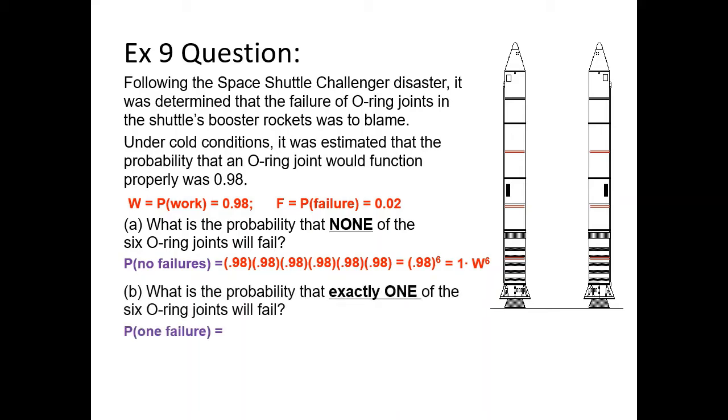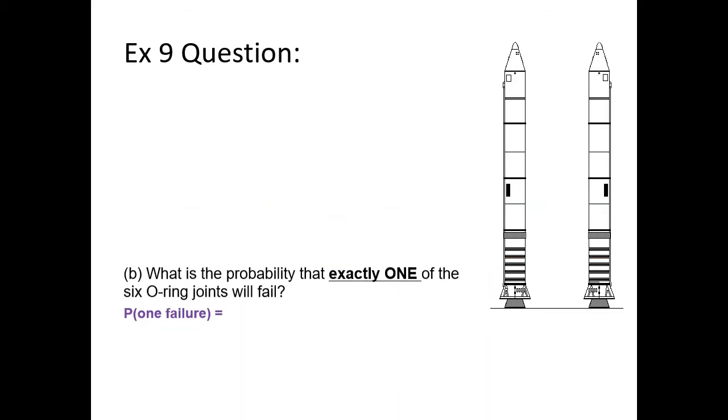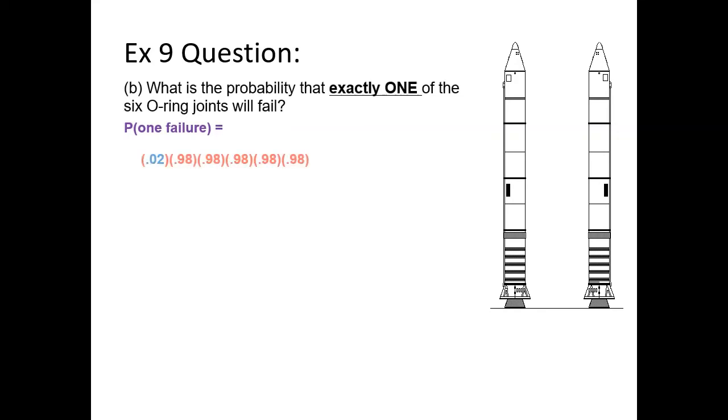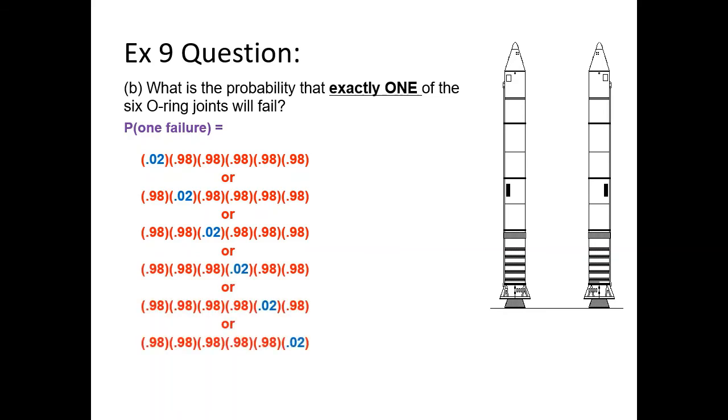All right, question B is asking, what's the probability that exactly one of the O-rings will fail? Well, this is a little bit more complicated. We could certainly calculate it looking at this, right? So 1 failure, which is 2%, times 5 successes, which would be each 98%. But that's assuming, of course, that the first O-ring, whichever one we're counting as number 1, is the one that fails. It could also be this, this, this, this, or this. So any one of those 6. So there's 6 ways in which one of these things can fail.